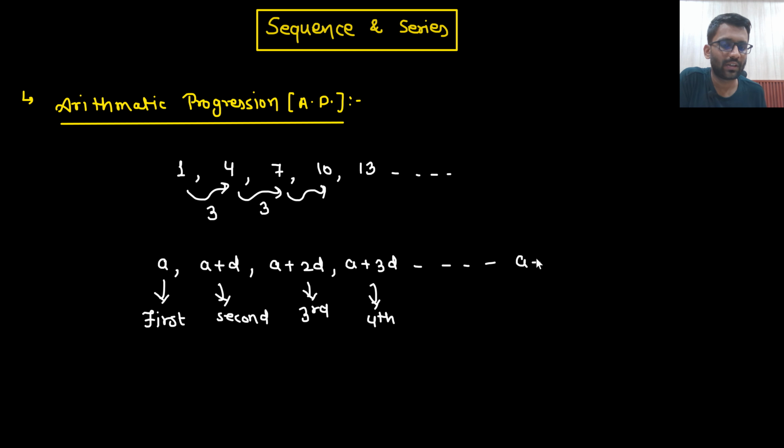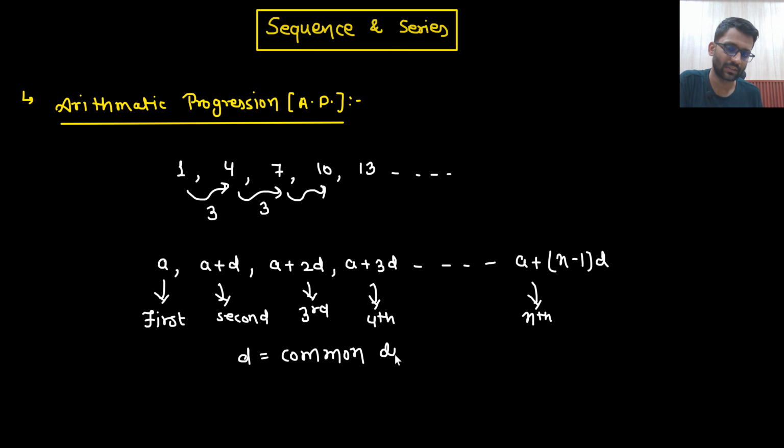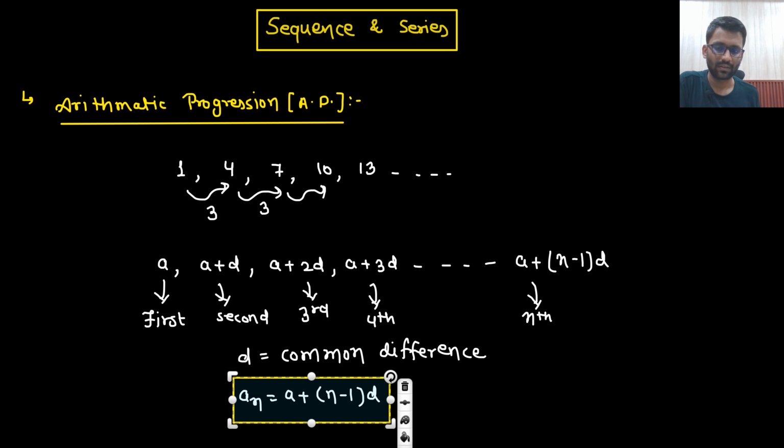What will be the nth term? What do you think? If fourth term is a plus 3d, that means one lesser than this fourth term. So this I am writing nth term. So what I will write here? A plus n minus 1 into d. Say yes or no? Fourth term is 3d, one less. So nth term will be one less, a plus n minus 1 into d. And what is the d here? D is the common difference. D is known as common difference. Okay. So what will be the nth term? Nth term will be a plus n minus 1 into d. This is your nth term.